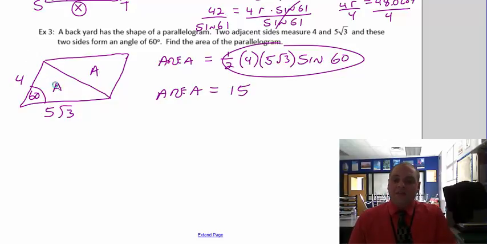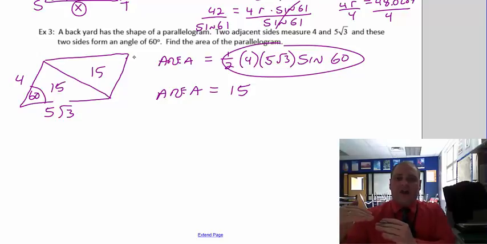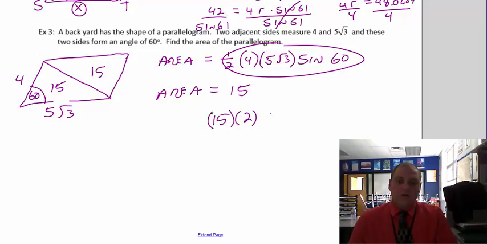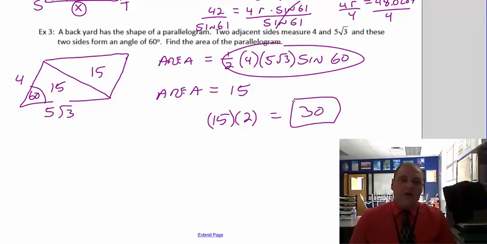Now, that means this is 15 and this is 15. They're equal, they're congruent triangles, right? So parallelograms, two congruent triangles. So if half of the parallelogram is 15, the other half is 15, together the total area of the parallelogram would be 30. So you just do 15 times 2, and you get 30 would be the area of that parallelogram.